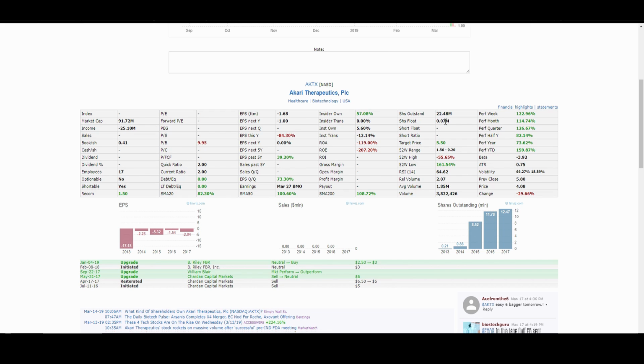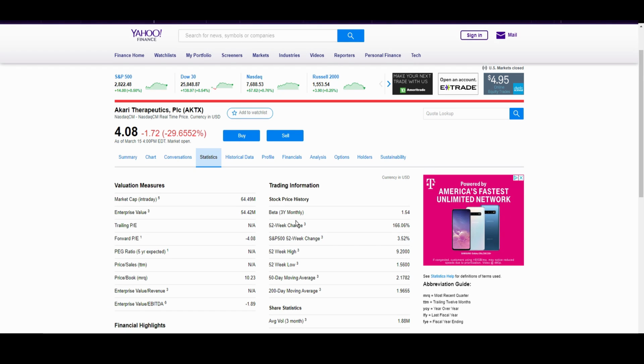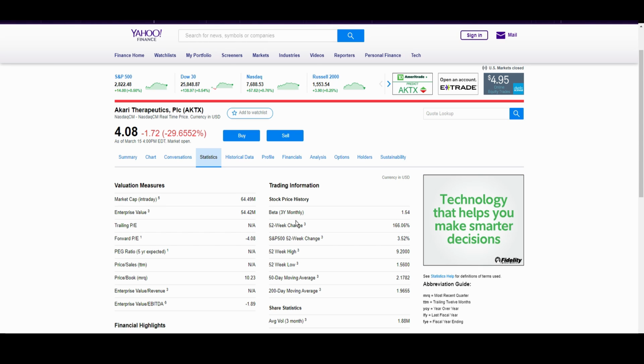I always look at the float and the shares outstanding. I see an error right here. The shares outstanding says 22.4 million, the float is 0.7 million, and its average true range is 75 cents. With the float that small, I don't think it's going to be that small with the shares outstanding, so I'll pull up Yahoo Finance just to double check. I recommend you guys do this too whenever you don't think the float or the shares outstanding is correct. Always look at other sites to compare.